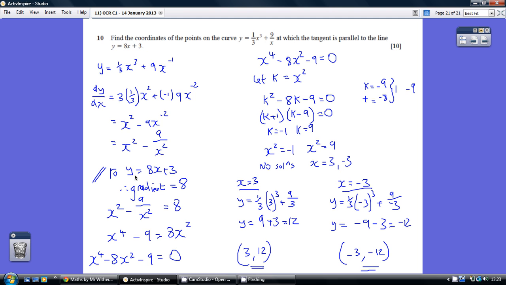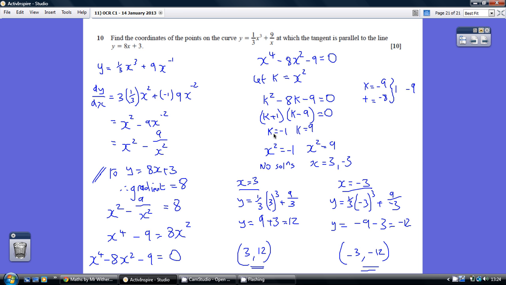Now, parallel to this line, as I said, it needs to have a gradient of 8. So we set the differentiated form equal to 8. Then multiply through by x squared to undo this dividing by x squared, which gives us this, which tidies up to this. Now here we've got to note that this is one of those where we've got x to the 4 and then x to the 2 and x to the 0 effectively, so we can use the substitution of letting k, for example, equal x squared. If we do so, then we actually change this into a quadratic which can be factorized and solved.